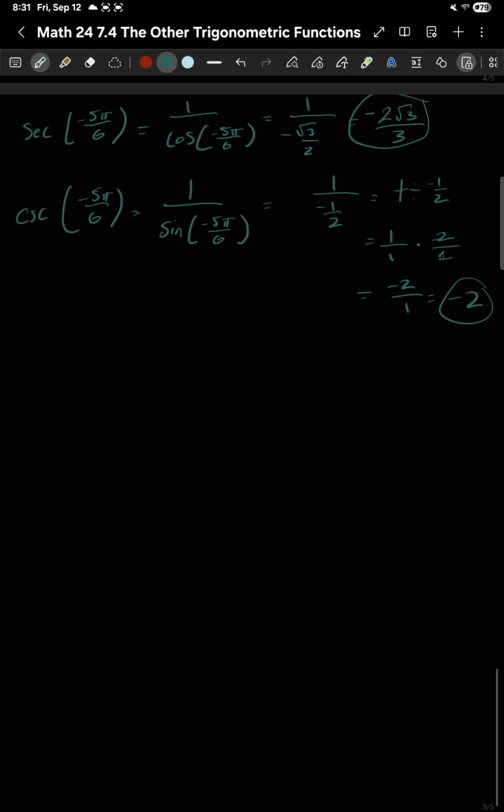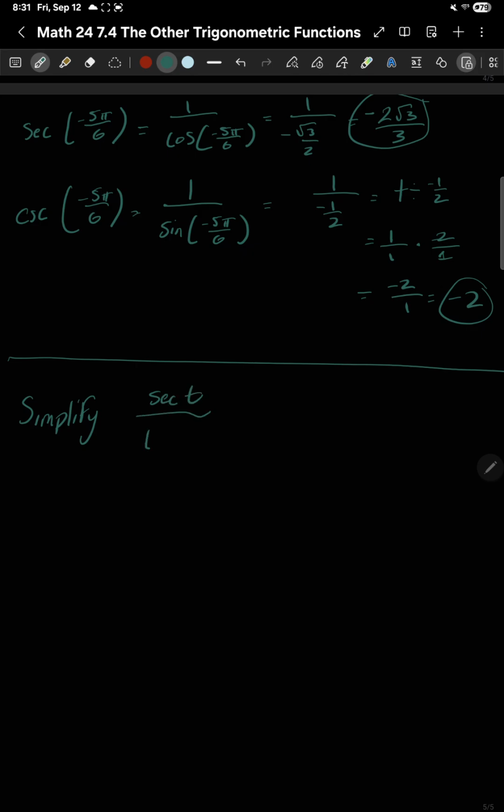Okay, so in the next problem, they want us to simplify secant of t over tangent of t using these simple identities that we came up with. And what simple identities are they talking about? Well, just that tangent of theta is equal to sine over cosine. Cotangent of theta is equal to cosine over sine.